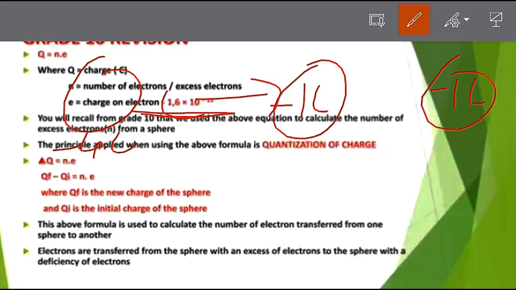So the above formula, we used it to calculate the number of electrons transferred from one sphere to another. If we wanted to find out how many electrons were transferred during that physical contact, then we applied this formula. The electrons are transferred from the sphere with an excess of electrons to the sphere with a deficiency of electrons. As I've stated, electrons always move from the one with an excess to the one with a deficiency, right?